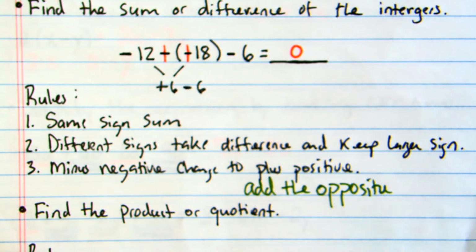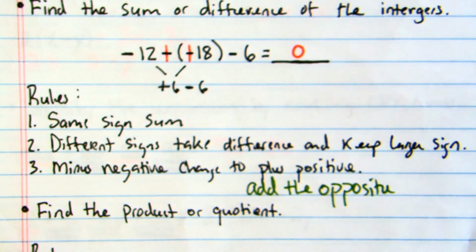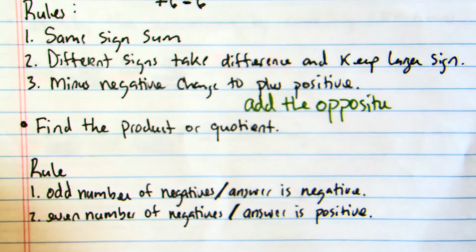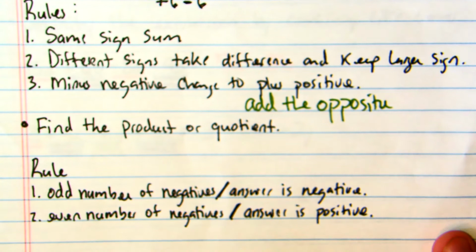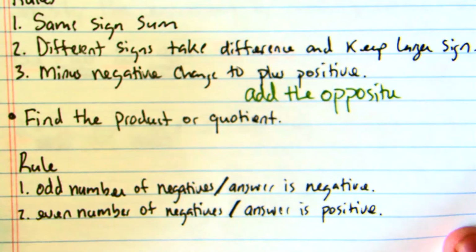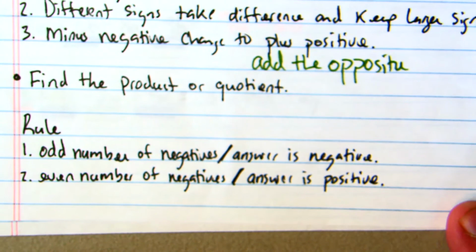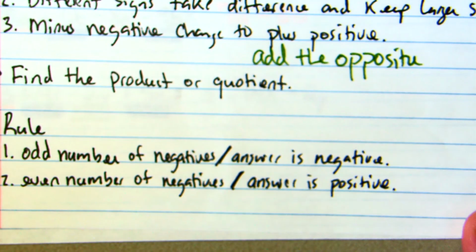Alright. To find the product or the quotient, now we're talking about multiplying or dividing. The way I look at it, for these two rules, I just count up the number of negatives I have, which is the most important to me. And if I have an odd number of negatives, then my answer is going to be negative. If I have an even number of negatives, then my answer is going to be positive.